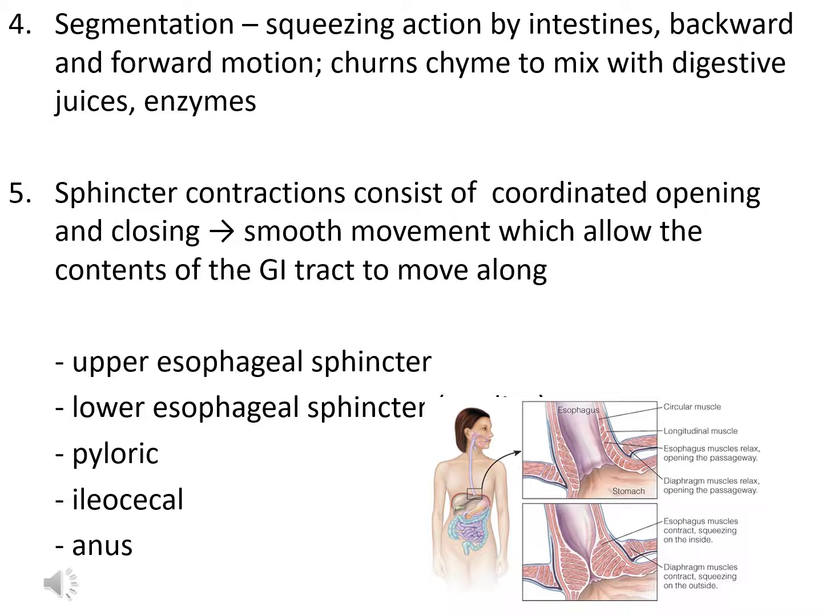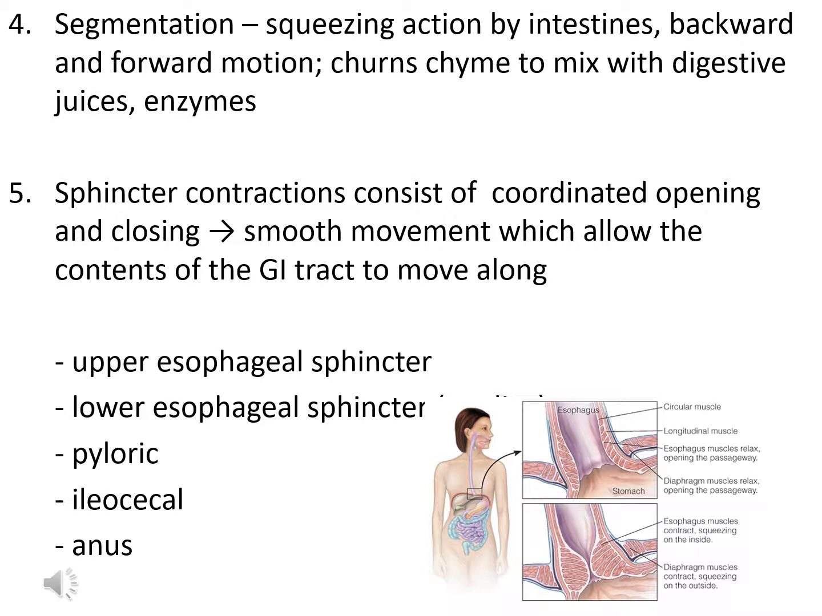The next muscular or mechanical action of digestion is what is known as segmentation. This occurs within the small intestine, and it involves a squeezing action by the muscles within the intestine themselves, which allows for a backward and forward motion of the chyme. It allows the chyme to be mixed with digestive juices as well as enzymes, which then allow the nutrients to be absorbed.